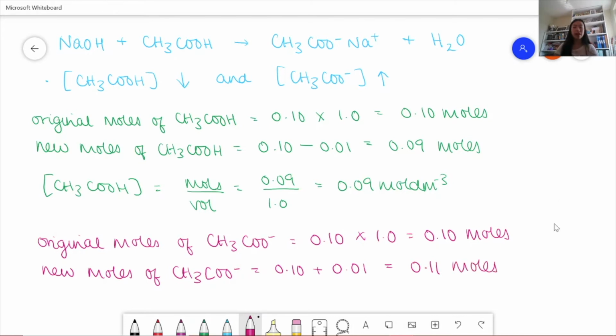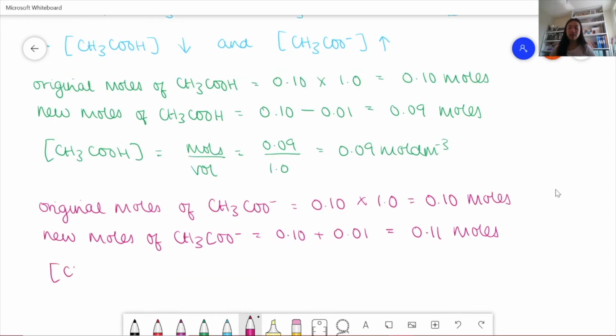And again, we can work out the concentration of ethanoate, and we get the concentration is equal to the moles divided by the volume. So we have 0.11 divided by the volume of the whole buffer solution, which is 1 decimeter cubed, and so we get 0.11 moles per decimeter cubed.